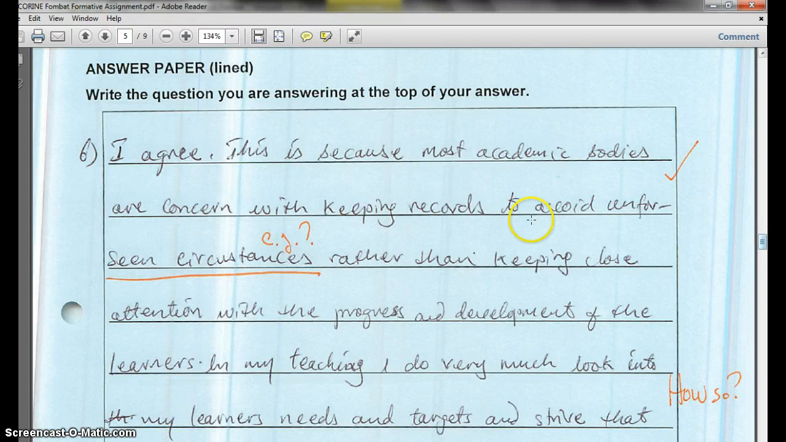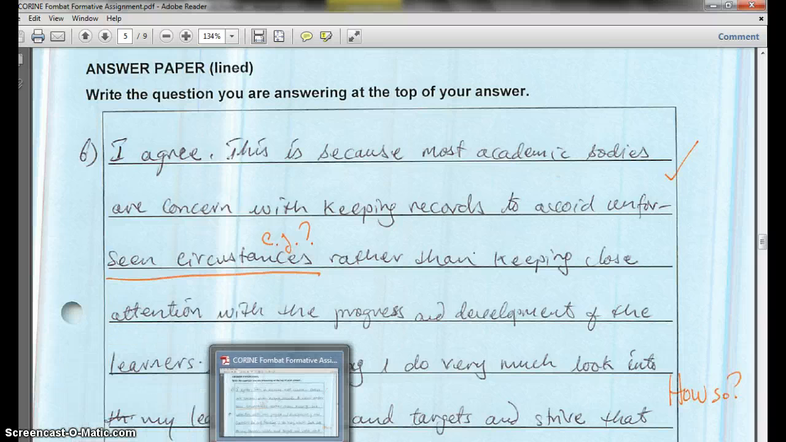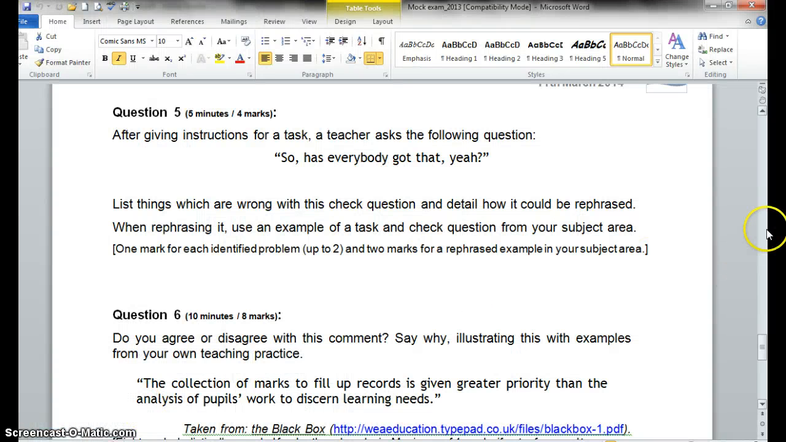Let's see, question 6. This is quite a tough one for everyone, actually. Let's go back and see what question 6 was.